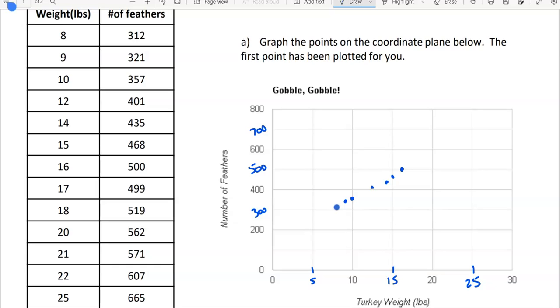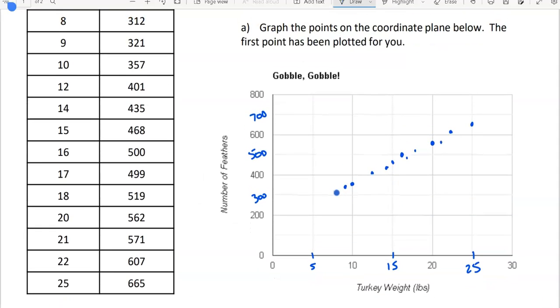17 and a little bit, 499, goes down. 18 and 519, a little bit above. 20 and 562, 21 and 571, 22 and 607, so above here, 25 and 665. Okay, those are all of our points.